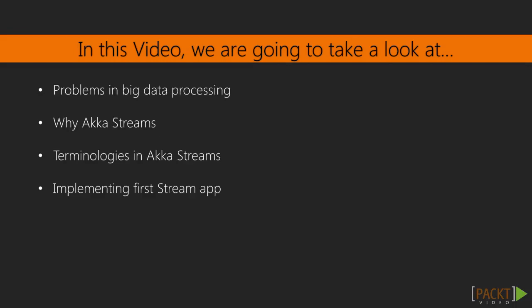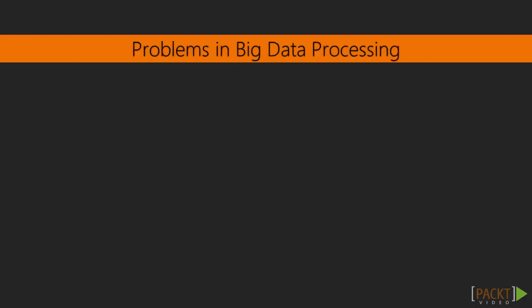In the first video, we will take a look at the problems of fast data and streaming processing world and why we should be using Akka Streams. Next, we will introduce the basic terminology in Akka Streams and implement our first stream app. Let's start then. Big data has been around for quite a while, and it's usually batch processing. In the current world though, we're starting to talk about fast data, which means we want to process the data right away when it hits our servers, for example.